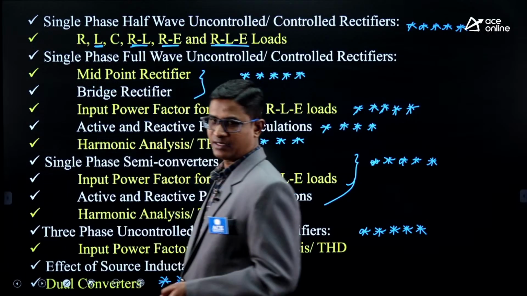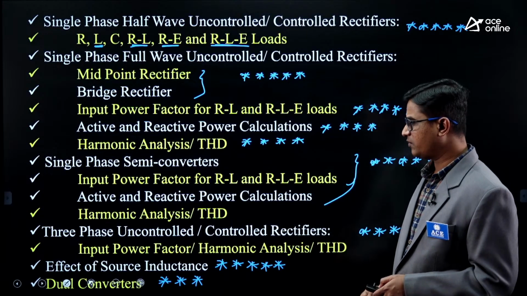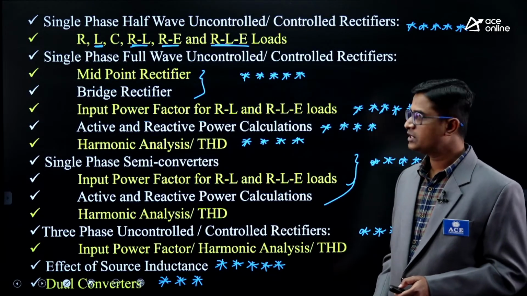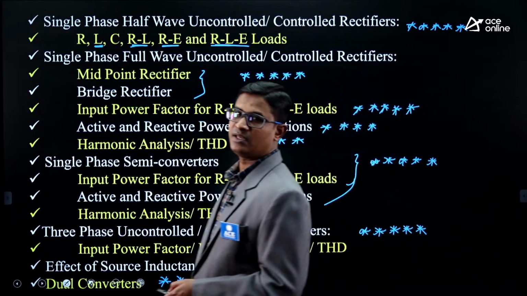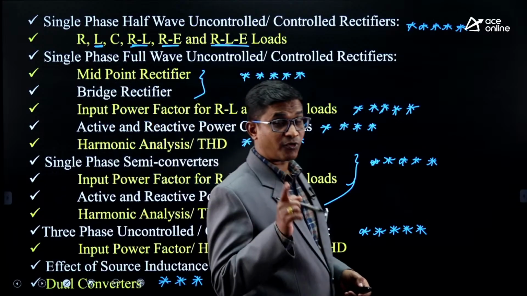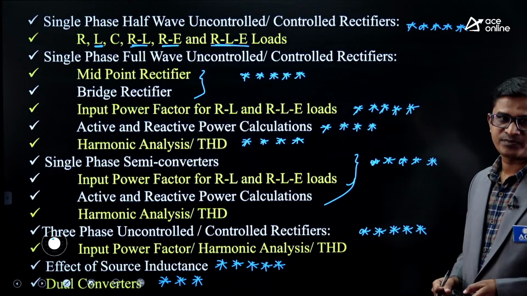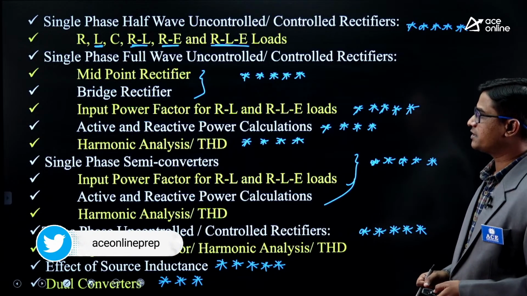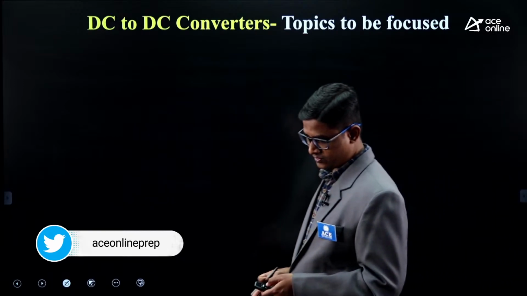Okay, 3-star rating, right? Easy to moderate level to understand, and comparatively fewer questions they have asked. So you can check here, most of the 5-star, 4 and 5 stars are there in this topic, right? And this topic takes more time for revision, because it is the heaviest topic, we can say, right? Large number of contents are there. Next, DC to DC converters.